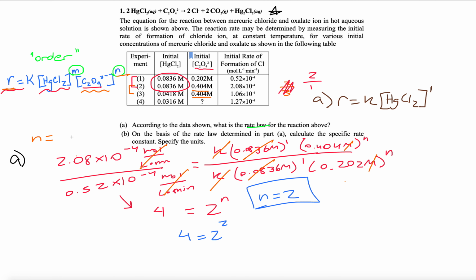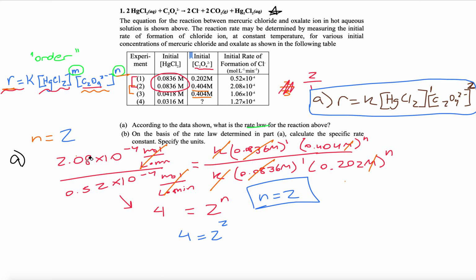And there we go. We found n equal to 2. Let's add that to our rate law, and we're going to have, this is going to be a tight squeeze, squared. There we go. And that is going to be our answer to part A. So I'm going to circle that. Make sure, it's very important that this is a 2.